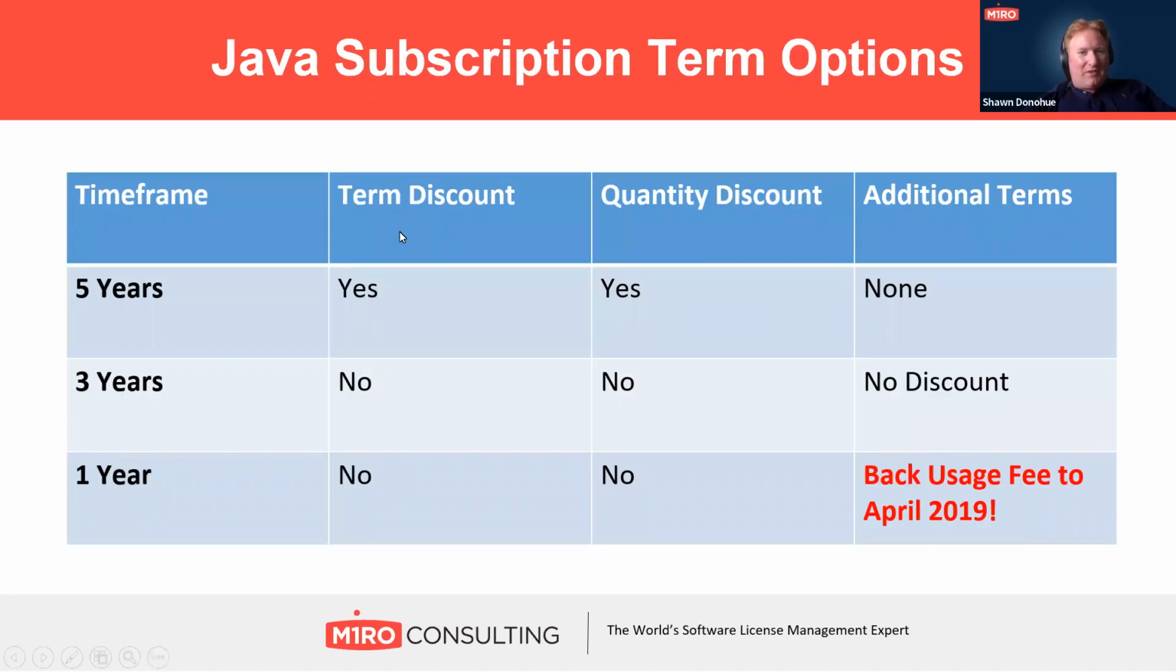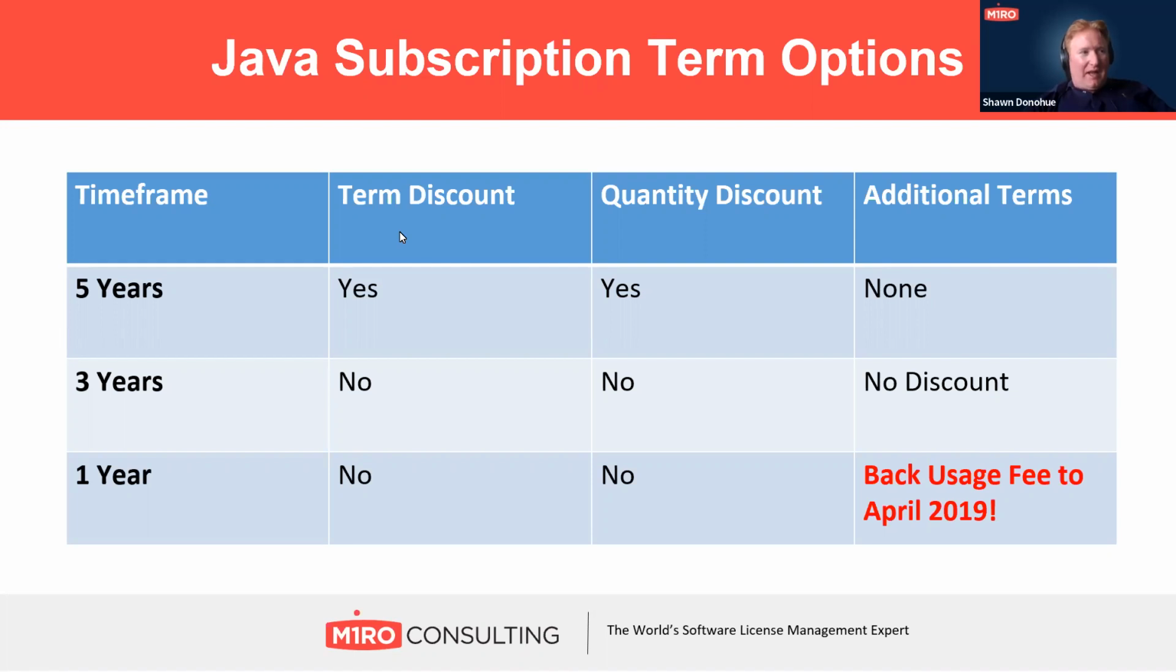All right. So here's another great slide. I really want to encourage everyone to take a look at this. So what's Oracle going to come back and offer you? Well, they've got 3 versions of their Java subscriptions: a 5-year, a 3-year, and a 1-year. If you get the 5-year, it may look like a lot at first, but what you've got to consider is that you're going to get 2 kinds of discounts. You're going to get a discount for signing up for 5 years, and you're also going to get a discount for the quantity that you buy.